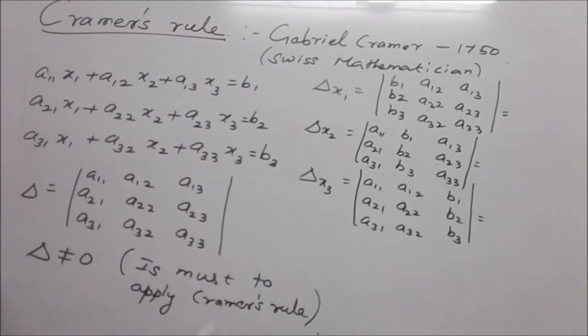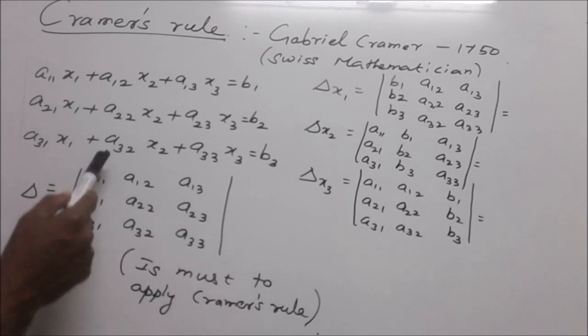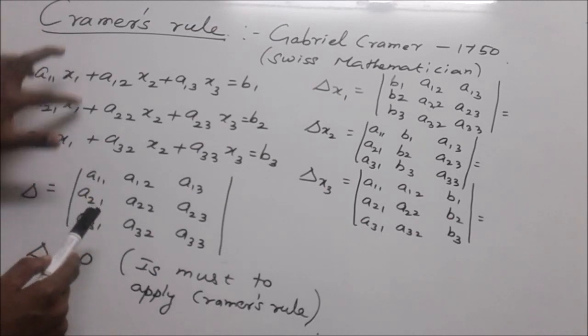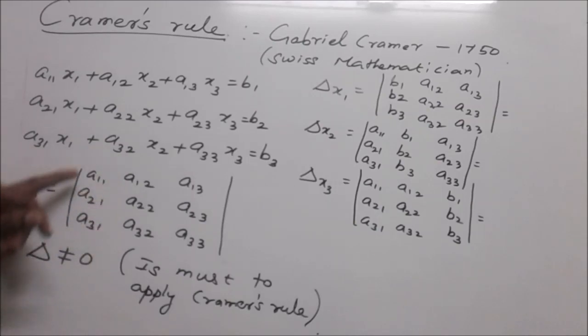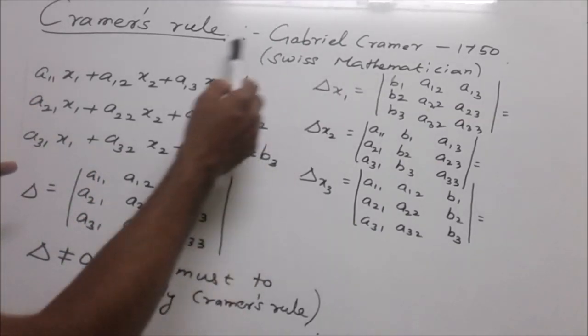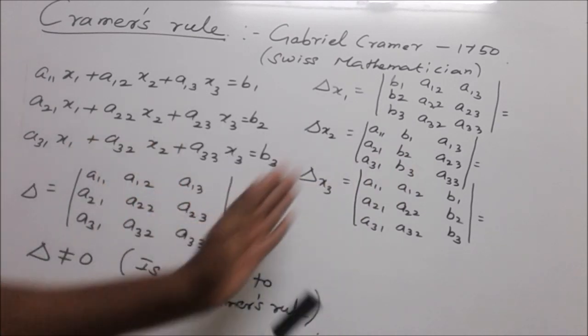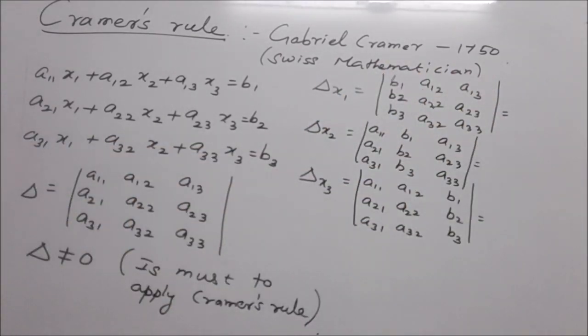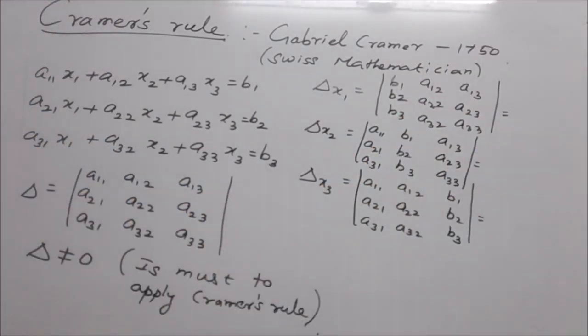We can proceed further. We can find another determinant, delta x1. This means the coefficients of x1 are replaced by the constant values b1, b2, b3, and the next two columns are kept as they are. Then we find the value of this determinant, delta x1.